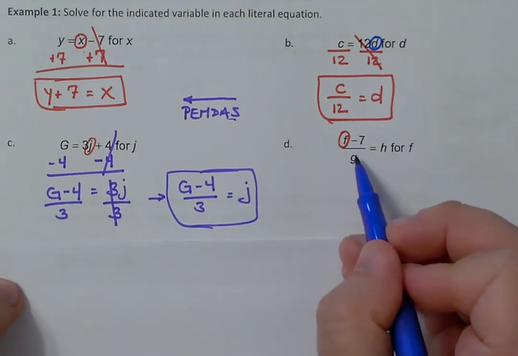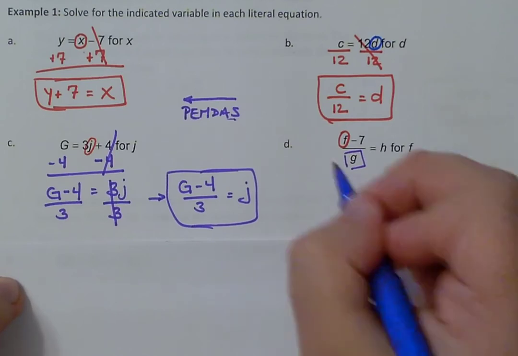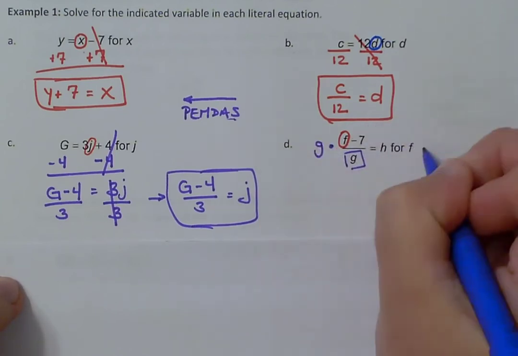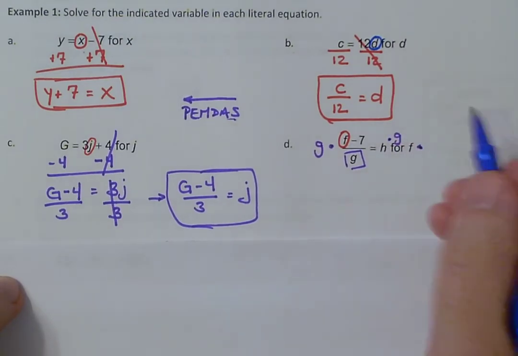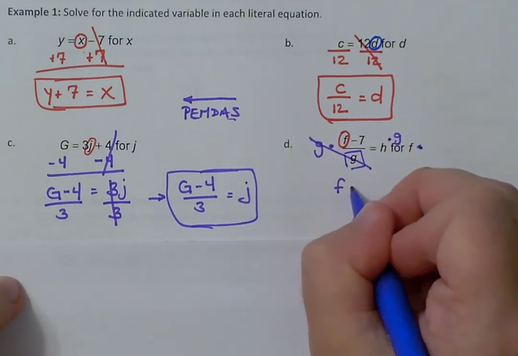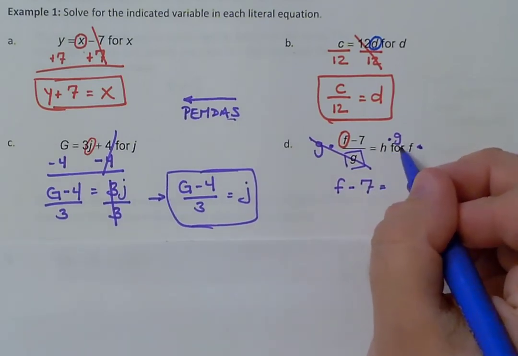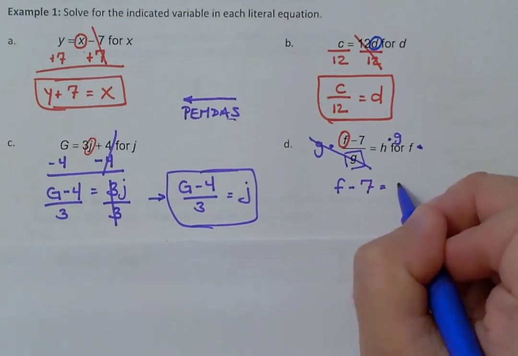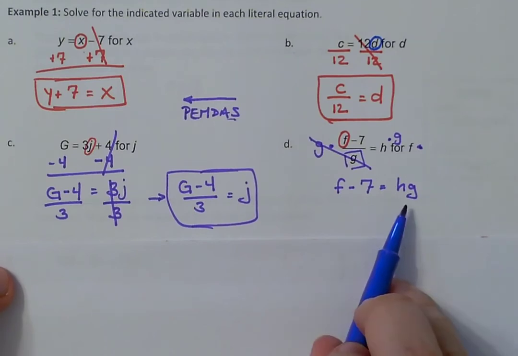So I have to multiply by the number that I have on the bottom first, in this case, g. So we're going to multiply g to both sides. When I do that, the g's are going to cancel out on the left. I'm left with f minus 7 equals h times g. You can leave them separated if you want. I'm going to write them as hg because that represents h times g. So I have f minus 7 equals hg.